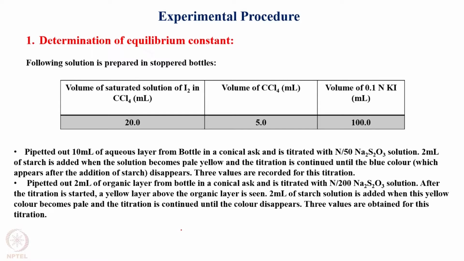The second experiment that we carried out was preparing a stoppered bottle containing 20 ml of saturated solution of iodine in CCl4 and 5 ml of CCl4 and 100 ml of KI. This is carried out in order to determine the equilibrium constant of the reaction of KI with iodine in order to give KI3.